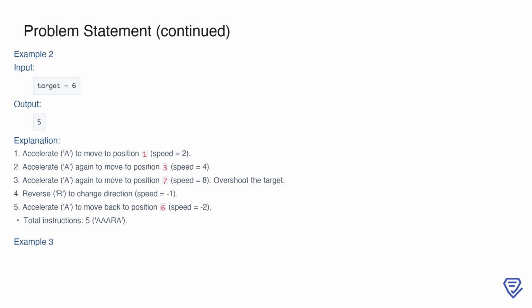the target. To correct this, we reverse, which changes the direction of the car and resets its speed to -1. Finally, we accelerate, moving backward to position 6 with a speed of -2. This sequence requires 5 instructions, 3 accelerates, 1 reverse, and another accelerate. Therefore, the output is 5, and the instruction sequence is AAARA.